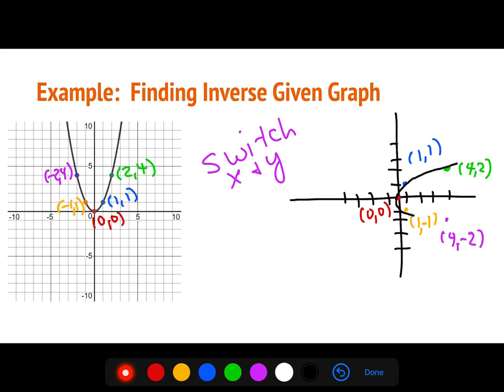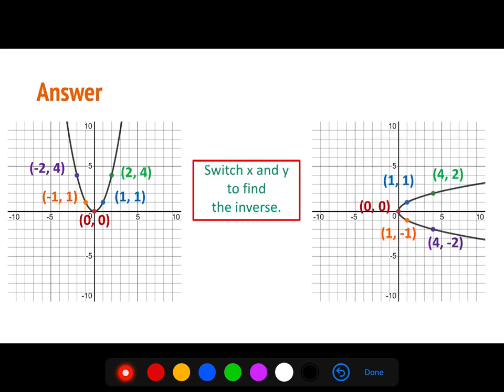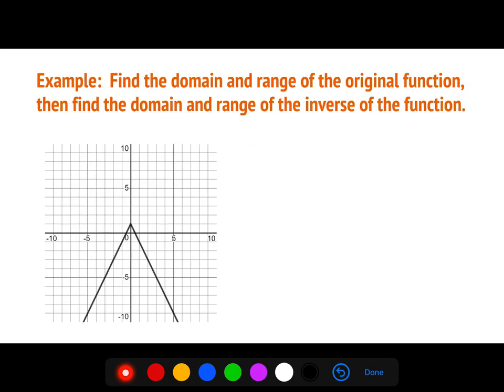And then we connect those dots. And that's the inverse. We just found the inverse by switching x and y of some points that were on there. There they are.